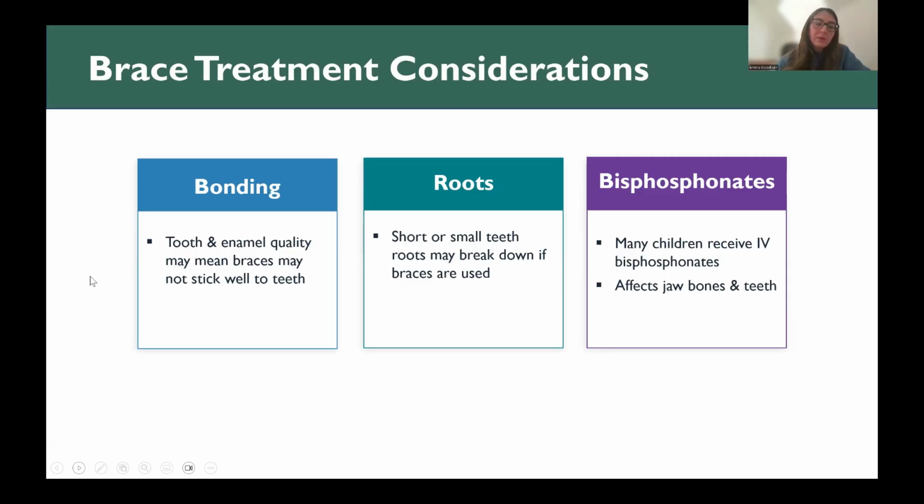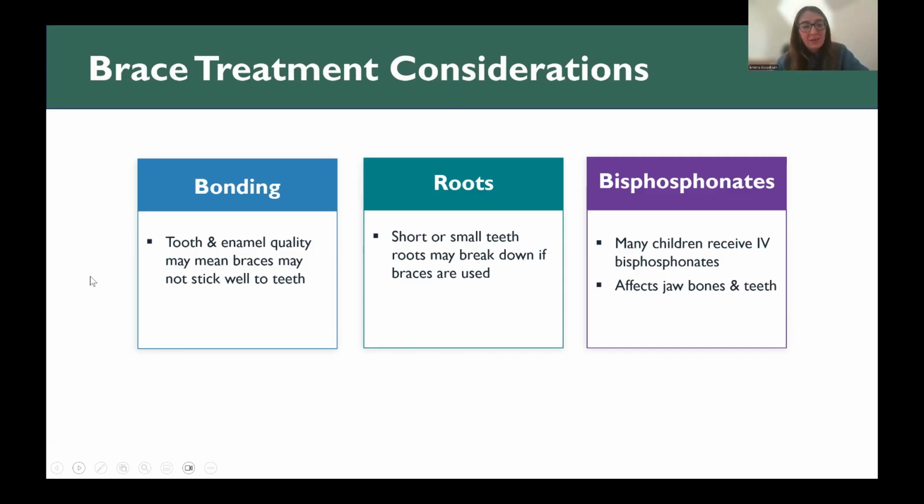So one of the ways that we manage this if we've got concerns is sometimes we do a little test case where we will stick a little bit of a brace to a couple of teeth further back and we see how they respond. But essentially, this is very patient specific and we often have to do trial and error to see whether it works well or not.